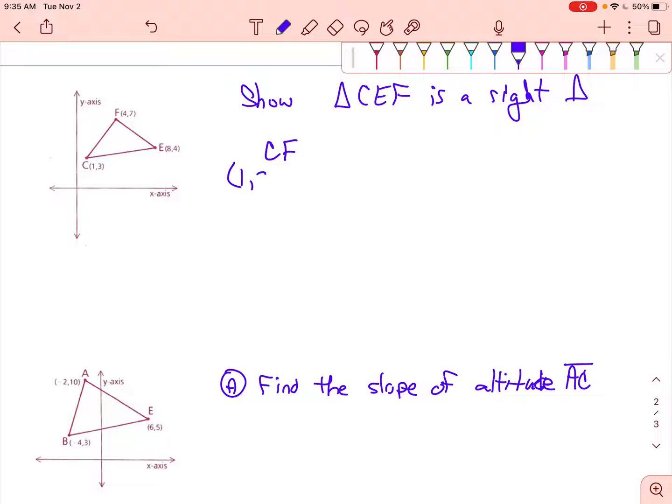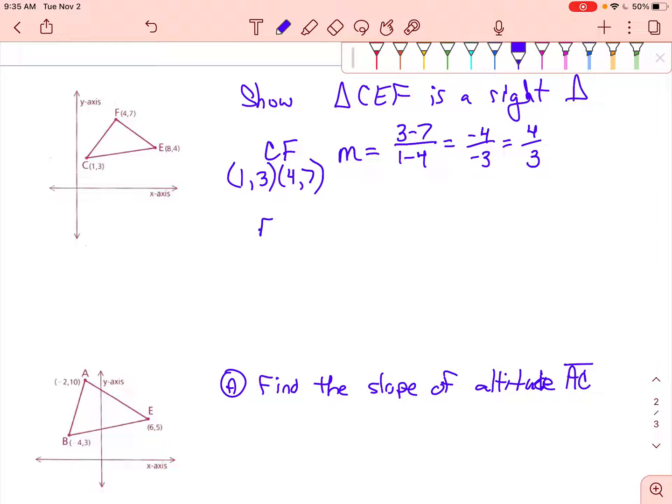So C is the point (1,3) and F is the point (4,7). Right? So to do this, we're finding the change in y over the change in x, or y minus y over x minus x. So my slope is going to be 3 minus 7, y minus y, over x minus x, 1 minus 4. As a slope, I am getting negative 4 over negative 3. And again, two negatives cancel, so I'm going to leave mine as 4/3.